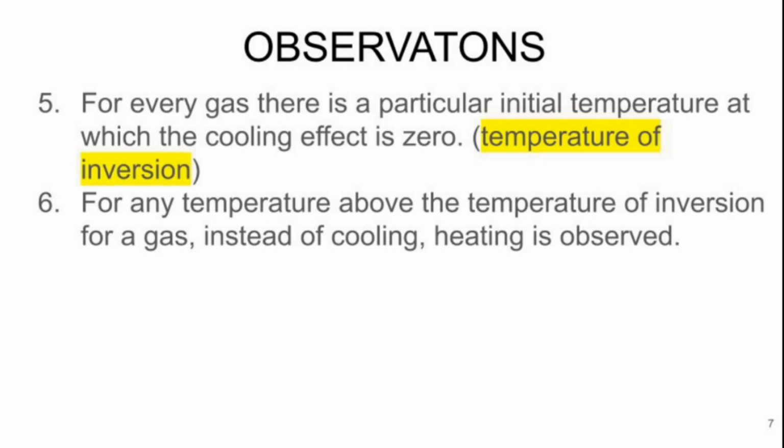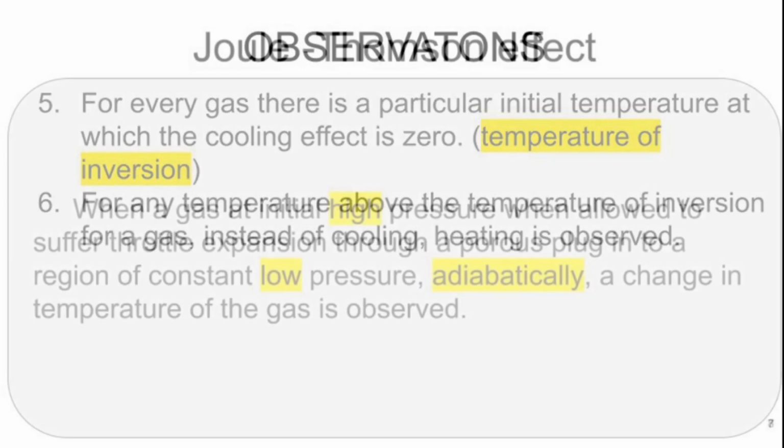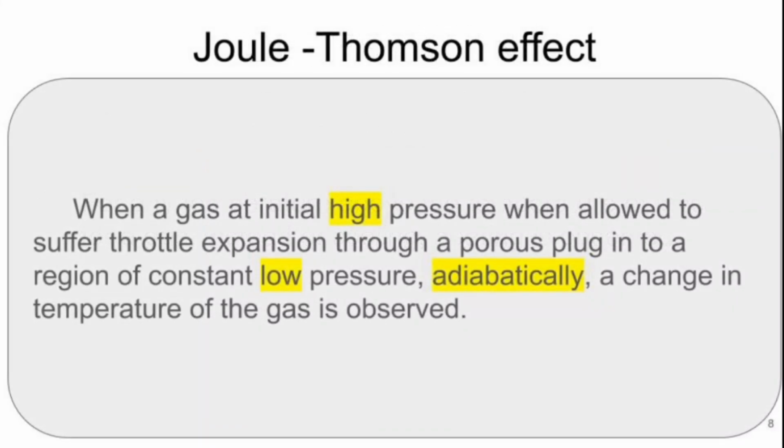And the sixth observation is, for any initial temperature of the gas which is greater than the temperature of inversion of the gas, when that gas is allowed to expand, there is a heating effect instead of cooling effect. So, based on these observations, you can define an effect called the Joule-Thomson effect.